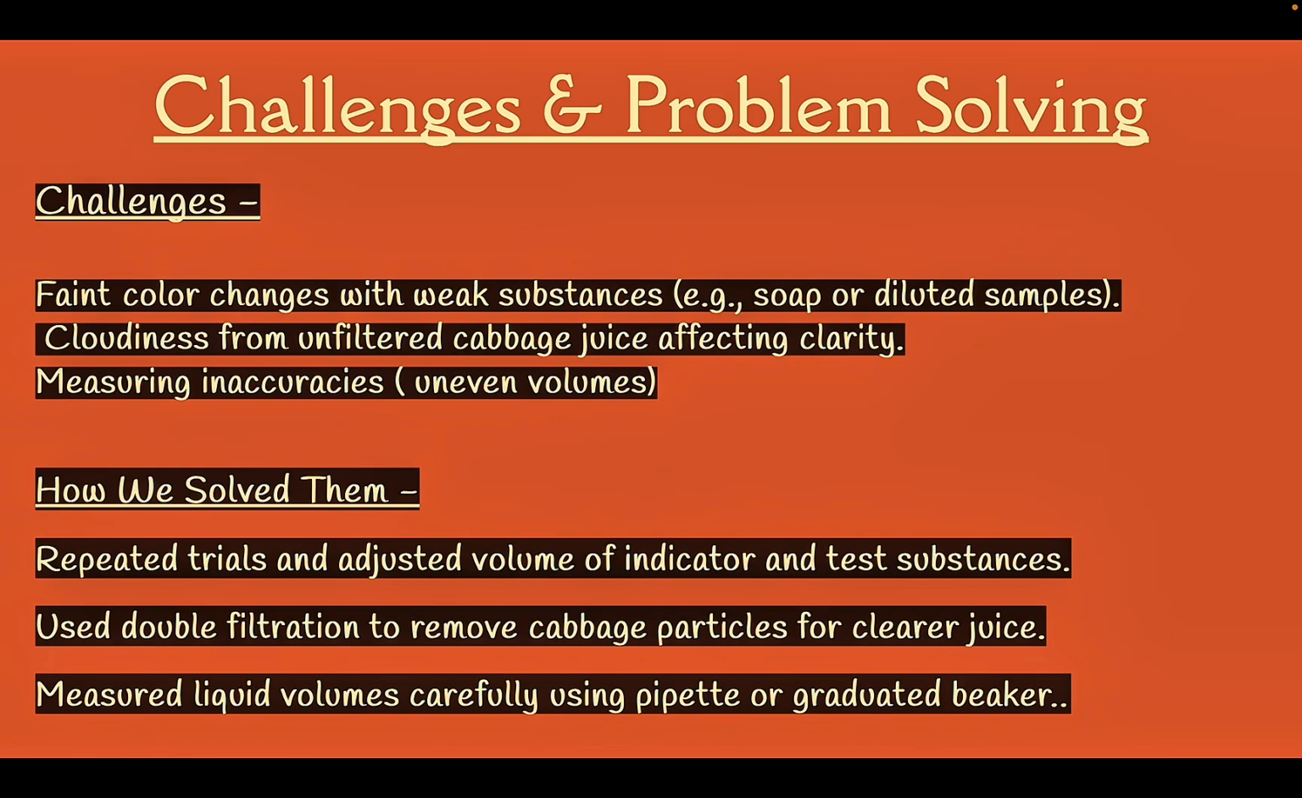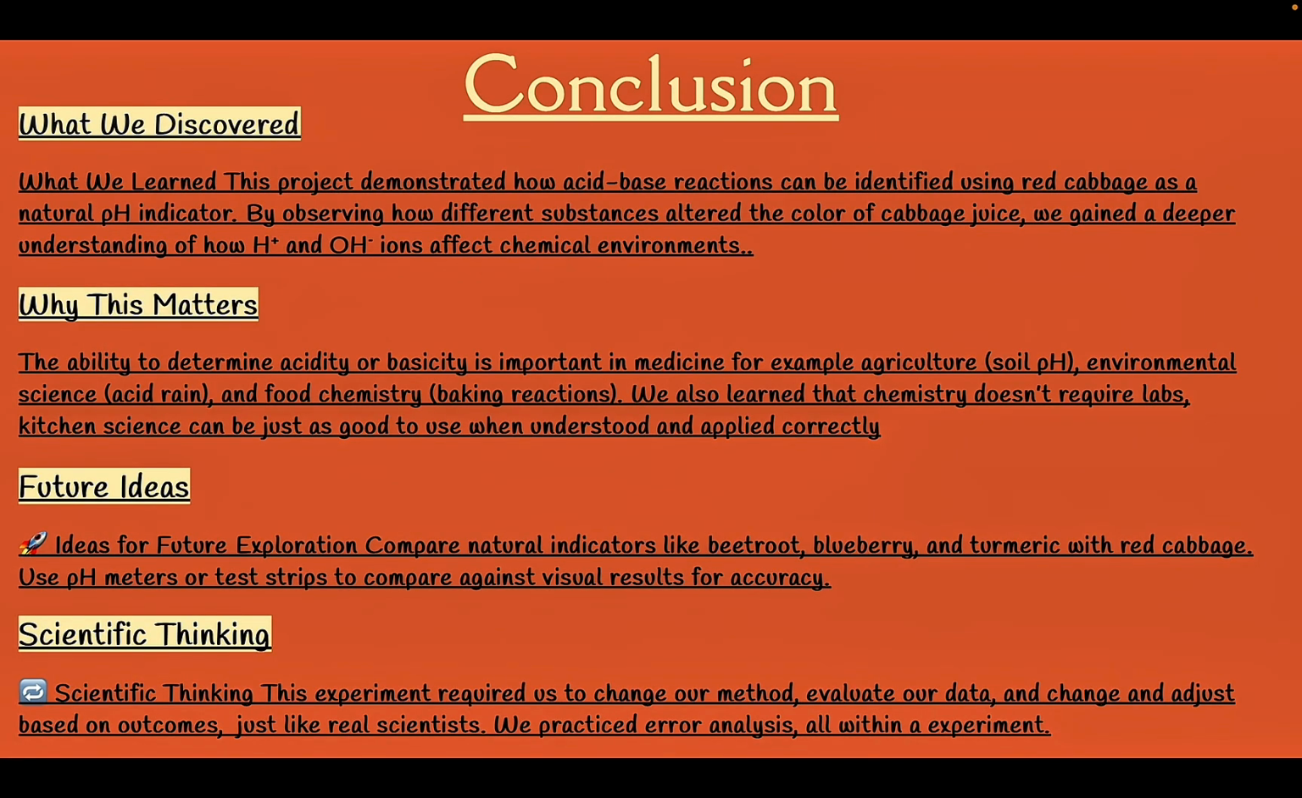So to conclude our experiments, what did we discover? What we learned: this project demonstrated how acid-base reactions can be identified using red cabbage as a natural pH indicator. By observing how different substances altered the color of cabbage juice, we gained a deeper understanding of how H plus and OH minus ions affect chemical environments. Why does this matter? The ability to determine acidity or basicity is important in medicine, for example, agriculture, soil pH, environmental science, and food chemistry.